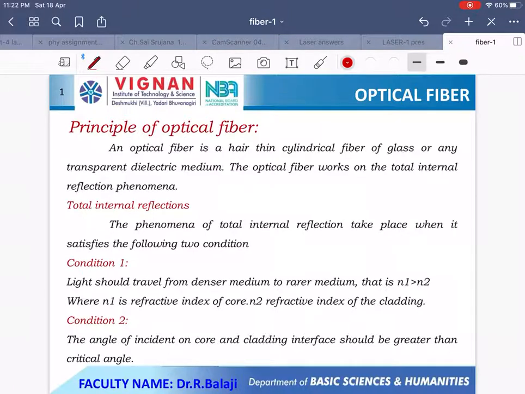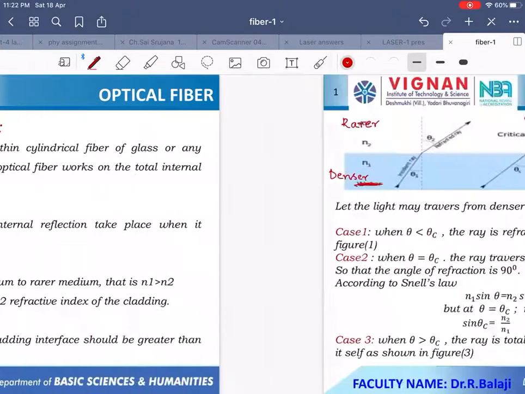Condition 1: light should travel from denser media to rarer media, that is, n1 greater than n2. And the second condition is that the angle of incidence on the core and cladding interface should be greater than the critical angle.